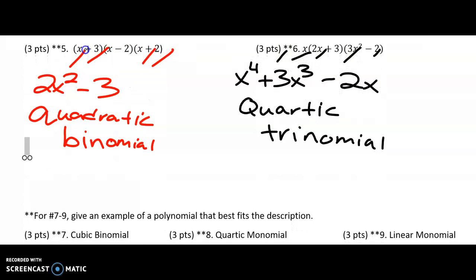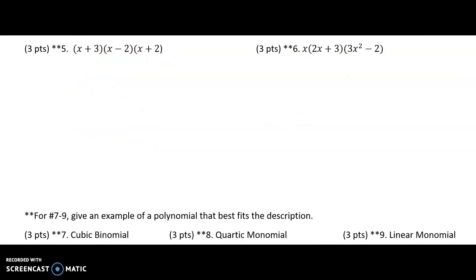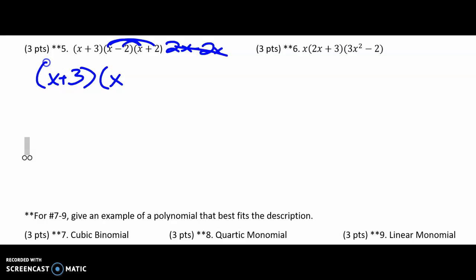Number 5, again we're still classifying, however we have multiplication here. So we're going to FOIL this. If I FOIL the back 2 first, the first one I don't touch. The back 2: x times x is x squared. X times 2 is 2x. Negative 2 times x is negative 2x, that cancels itself out, and then of course negative 2 times 2 is negative 4. Forgot to write the squared there.